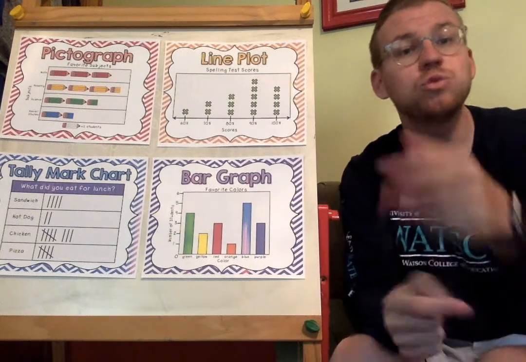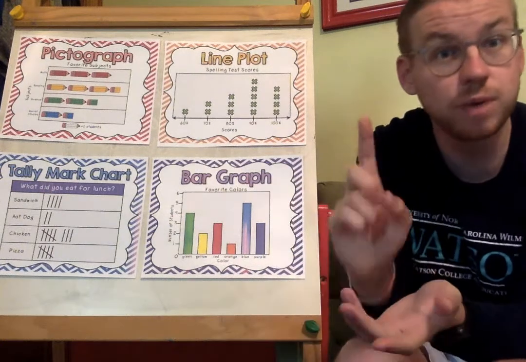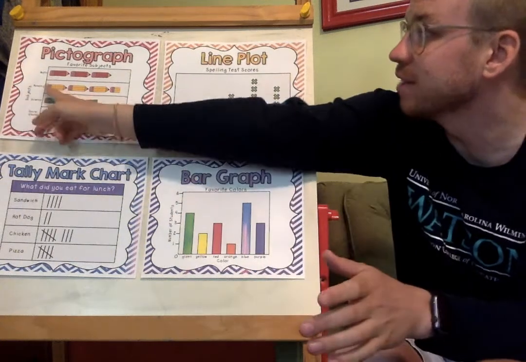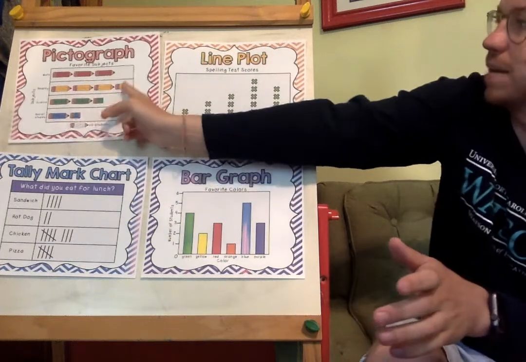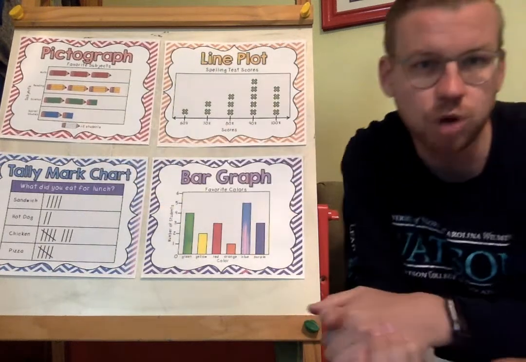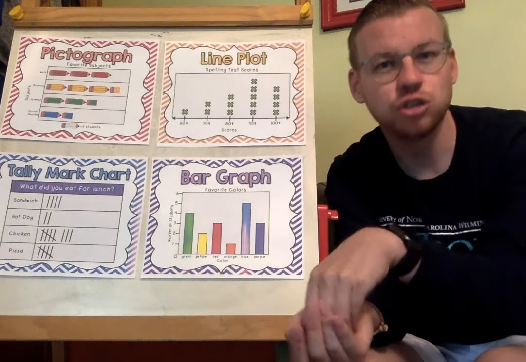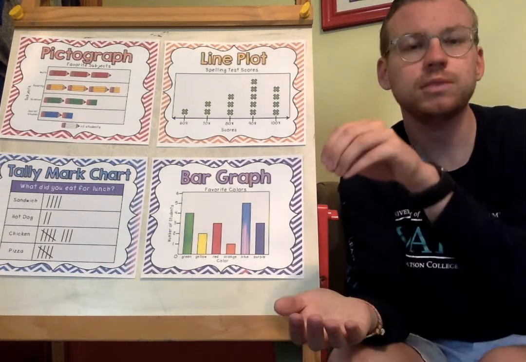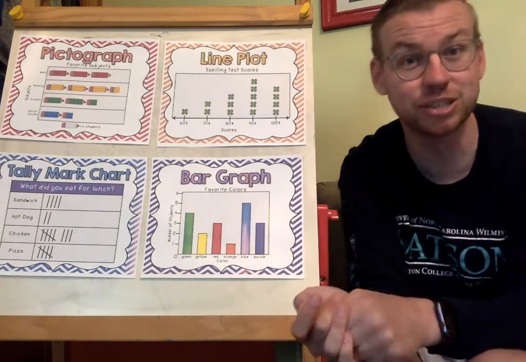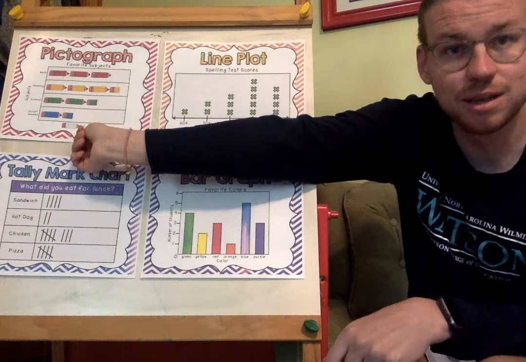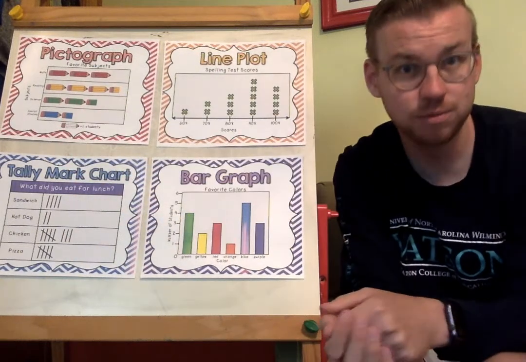Good, you're right. If you said that students liked reading the most, then you're absolutely correct. Another way we can know without even having to count is that the reading pencils are longer. There's more reading pencils than any other pencil on our pictograph. So a pictograph uses pictures to display data. And normally in a pictograph, there's a key at the bottom where it says how much each picture is worth.